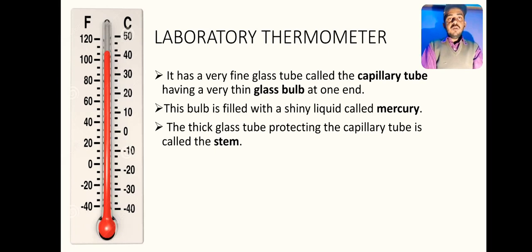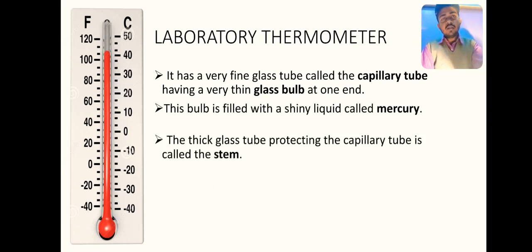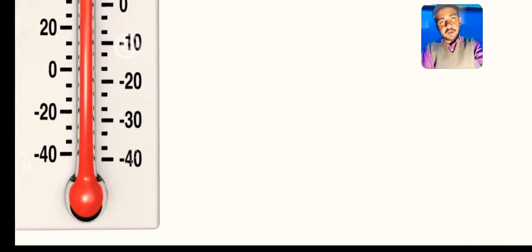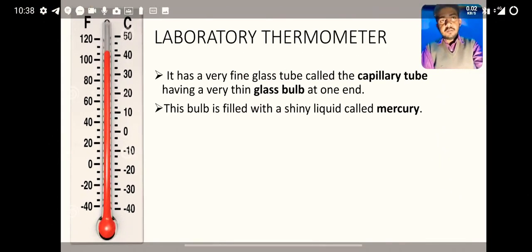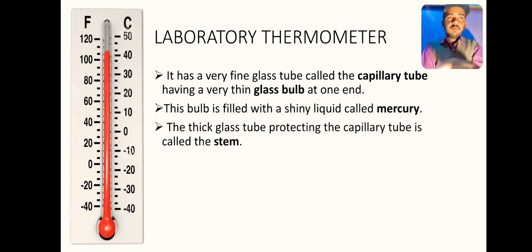Now, the thicker layer which is present on the top, the layer which is covering the whole capillary tube and the bulb, is called a what? Stem. It is a glass layer to protect the capillary tube. It's called the stem.